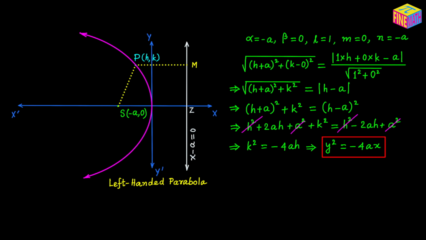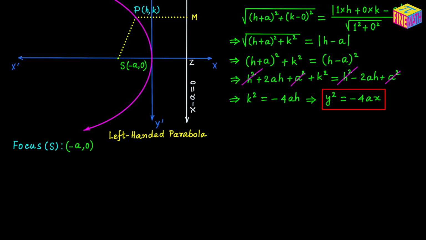Next, we are going to note down the values of the different attributes like we did before. Coordinates of the focus, obviously (negative a, 0). Equation of the directrix, x minus a equals 0. Vertex at the origin, so coordinates of the vertex should be (0, 0). Equation of the axis.